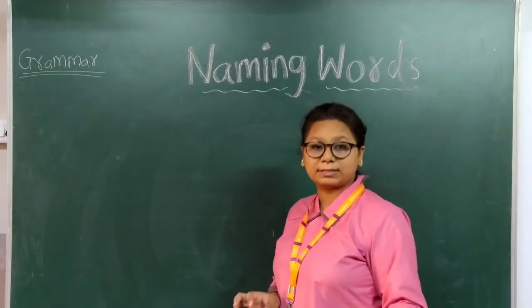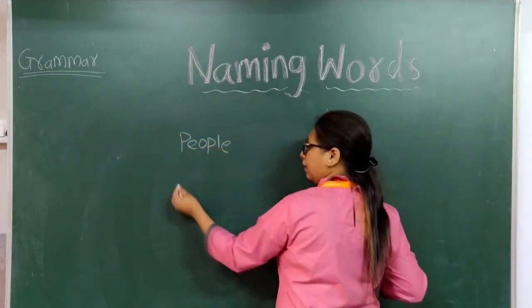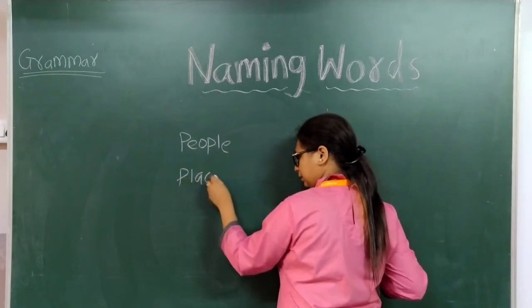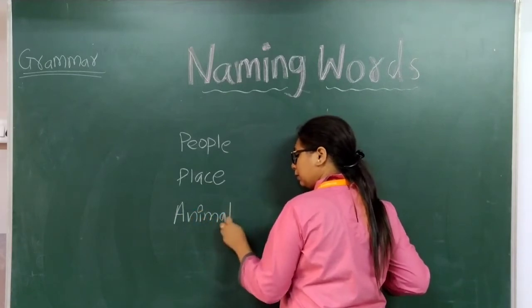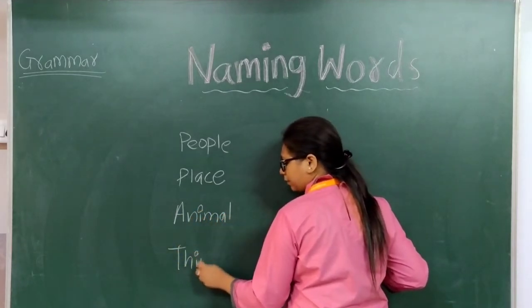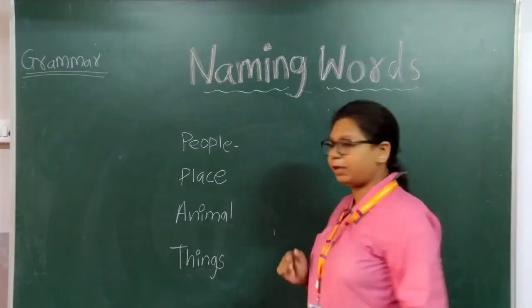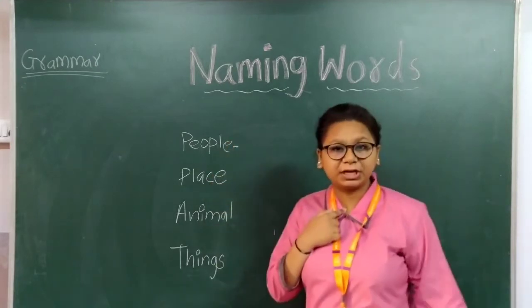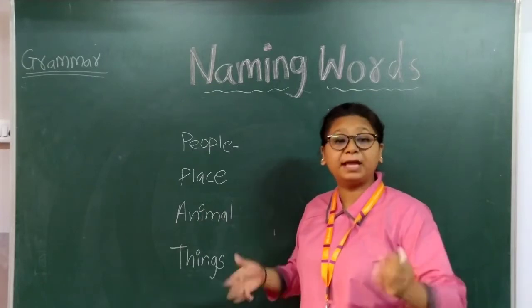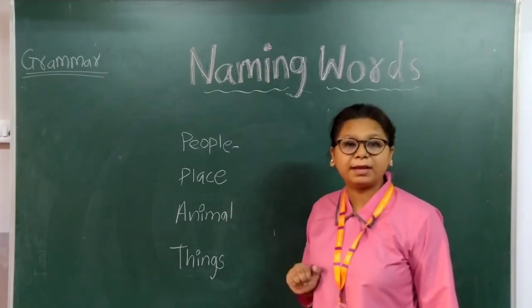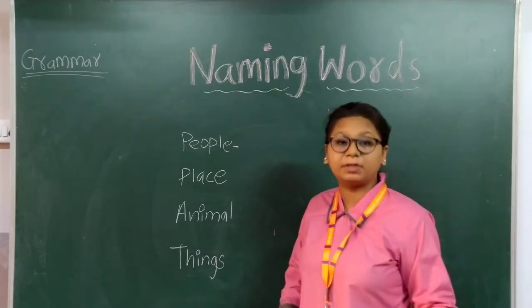Naming words are names of people, place, animal, and things. Okay, so now when we refer to people, what are the naming words of people? Like teacher, student, friend, Sita, Amit, right? These all are naming words. They name a person, right? They tell us about a person or the name of the person.